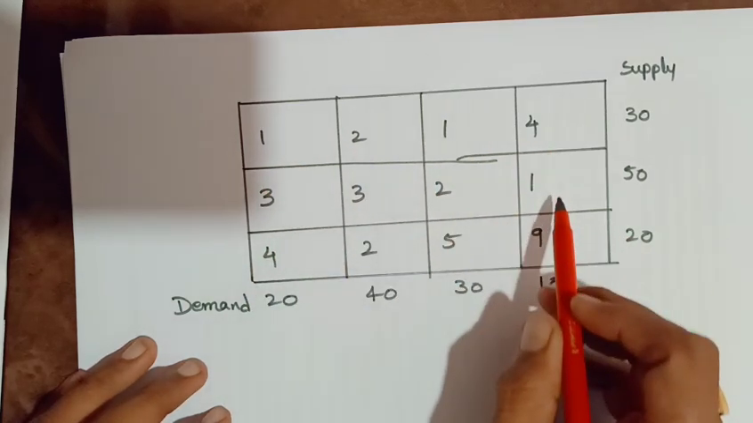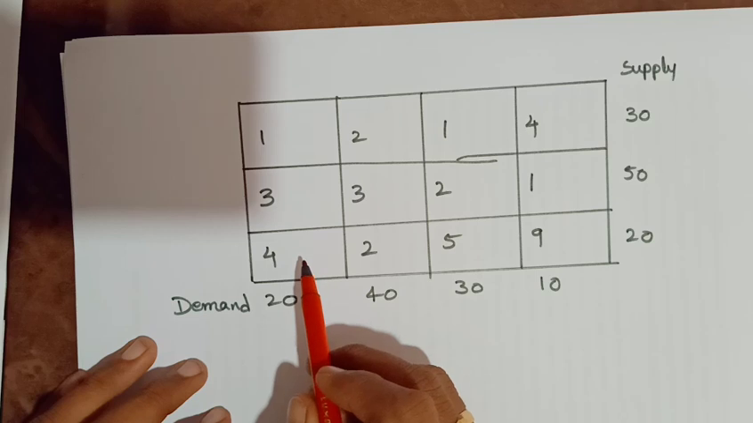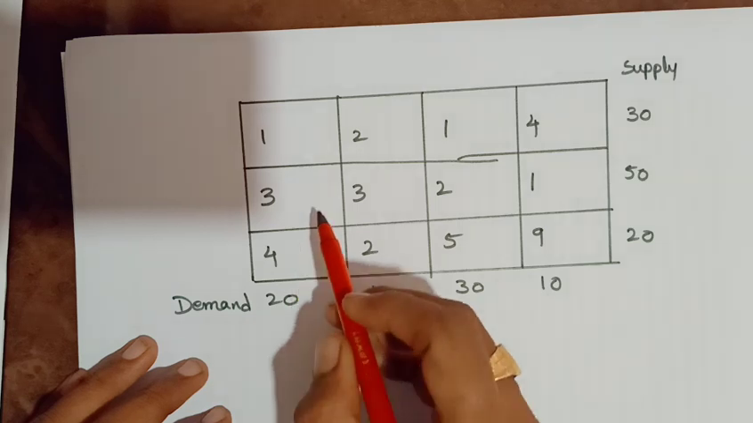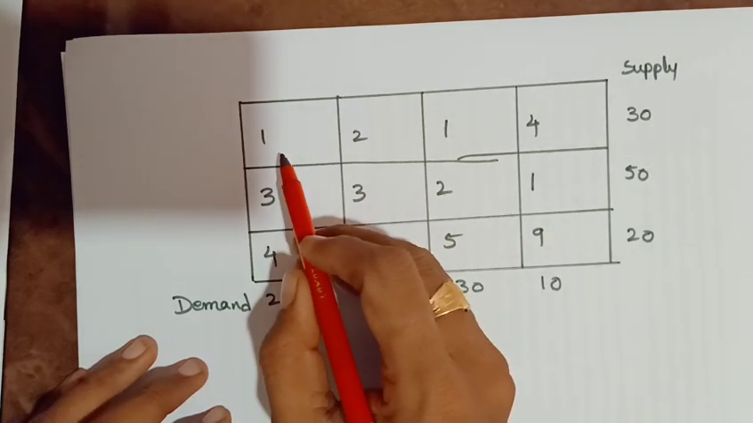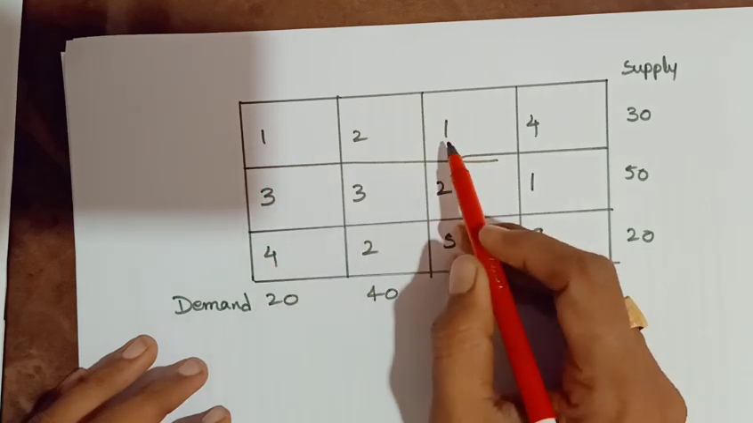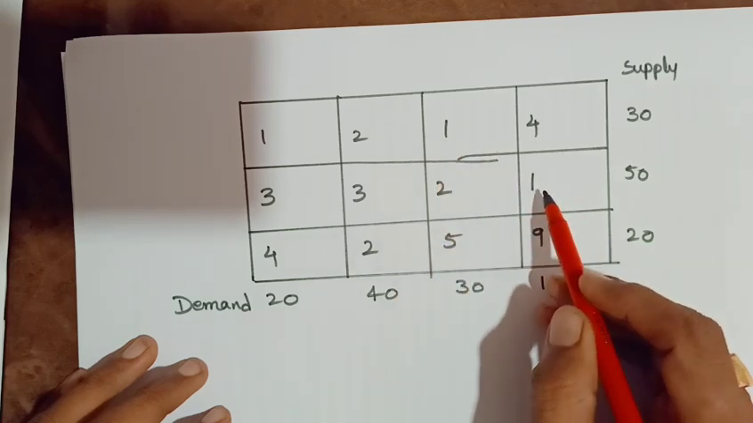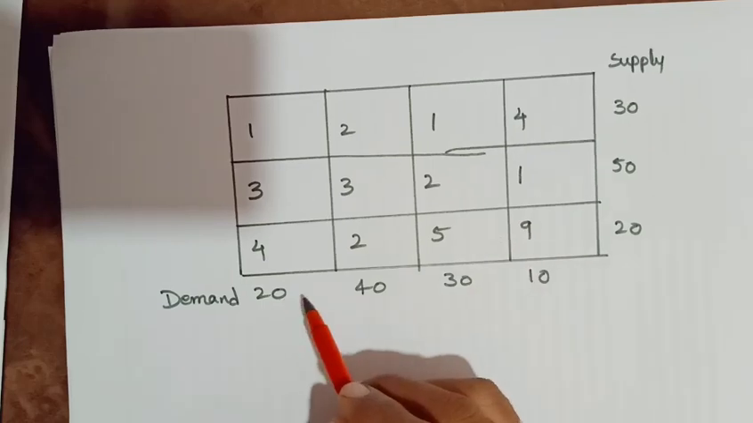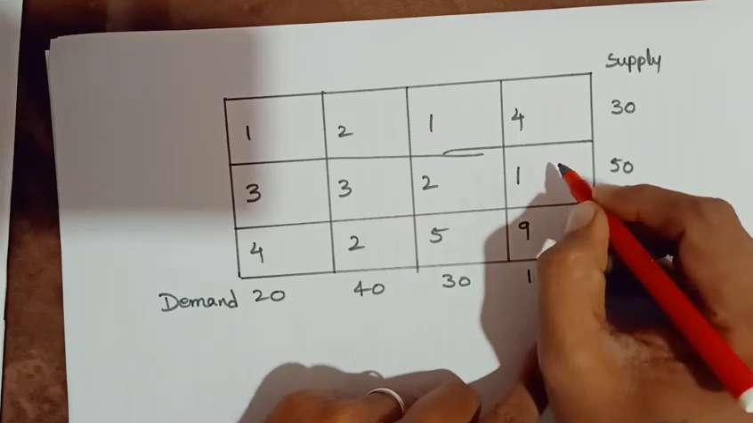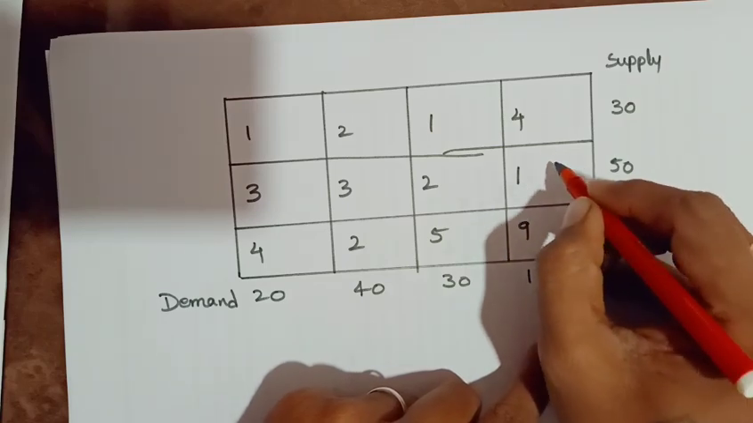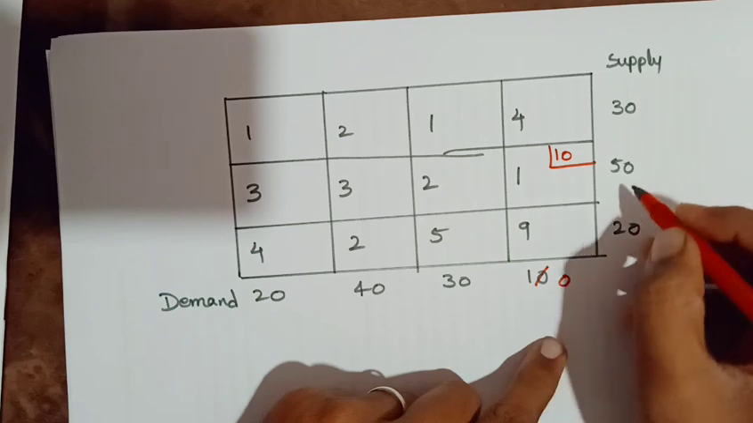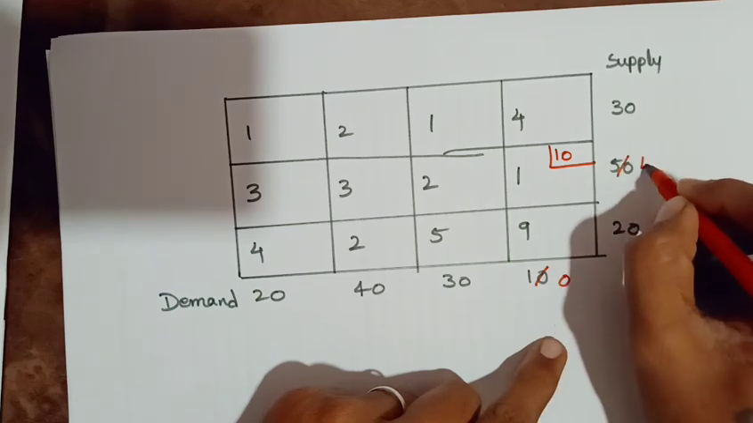So in the matrix table, if you observe the least, 1 is the least, and here we have 1 here, here and here. So in the demand side the minimum is 10. So here we will be allocating 10. So this becomes 0 and this becomes 40.